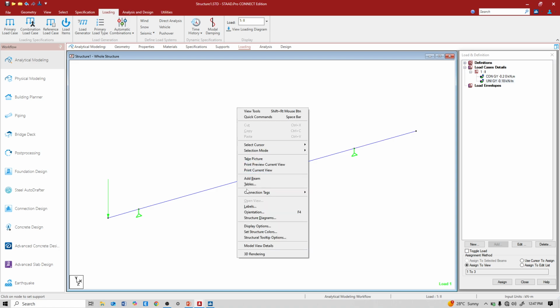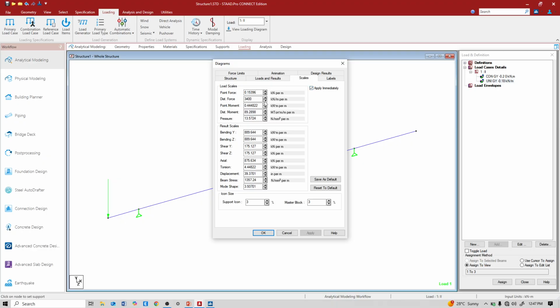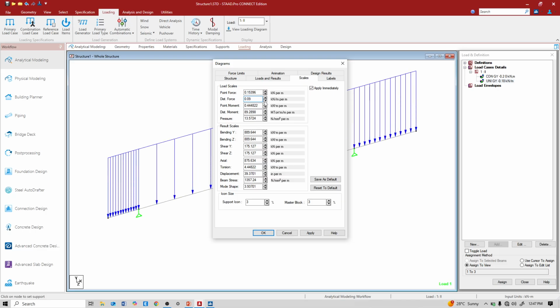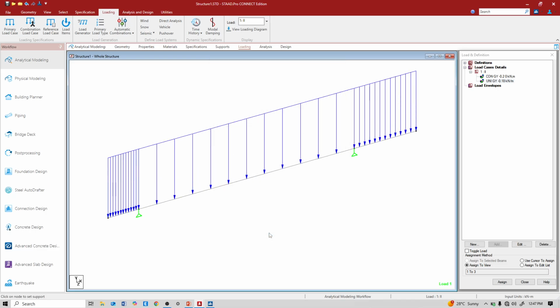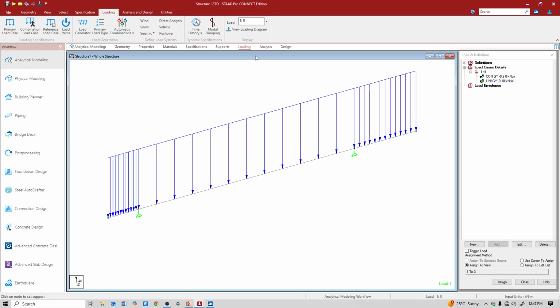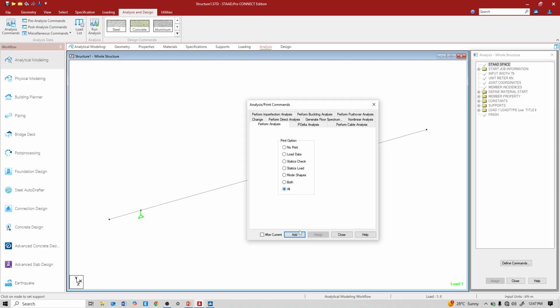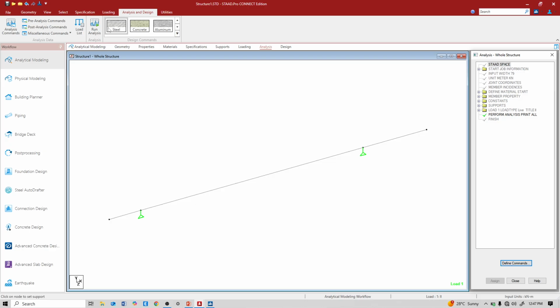Right click. Labels. Scale. Apply immediately. And reduce this scale. See this force. Now, yes, this is like this. Now analyze this beam. Run analysis. Save.